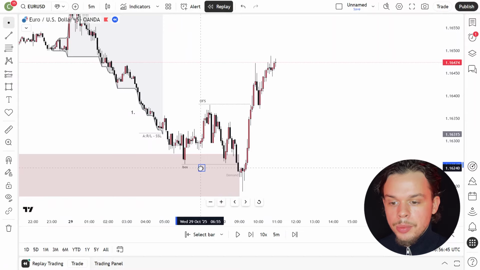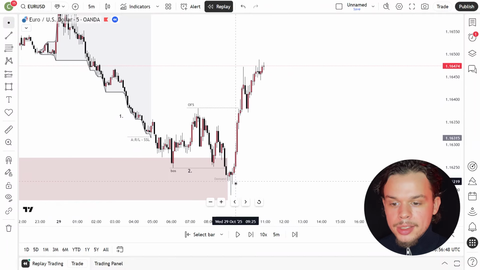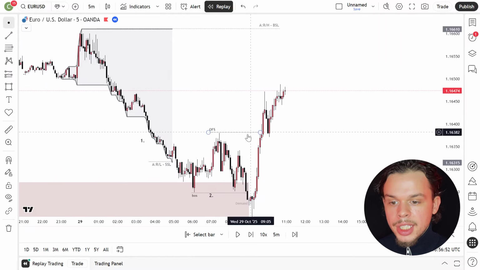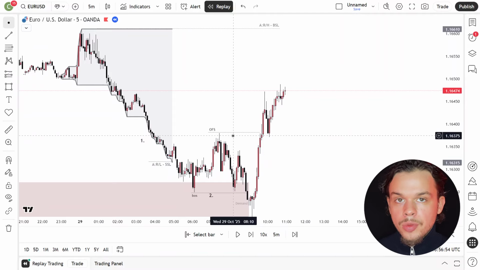As you can see, we have number 2 here, and then from there we react to this demand zone which causes an impulsive move onto the upside, as you can see, giving us a 5-minute order flow shift which further confirms that price is now bullish, further actually confirming the setup. And now all we need to do is actually look for our entry point of interest.